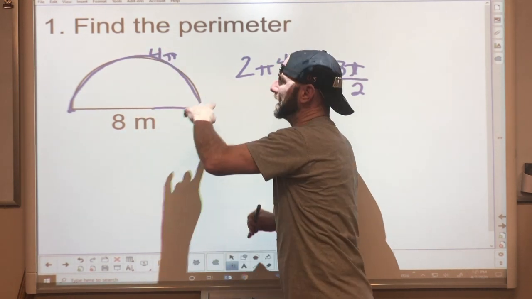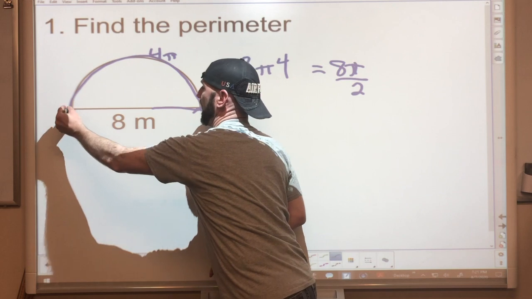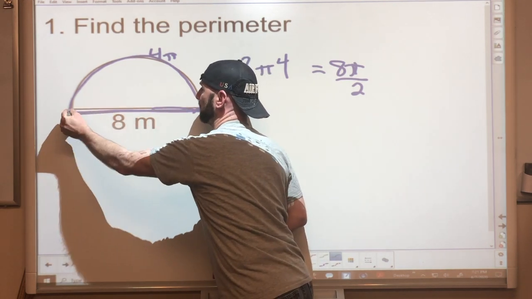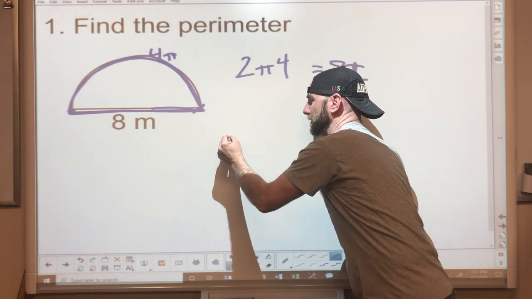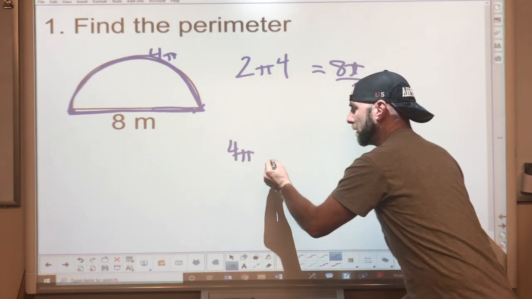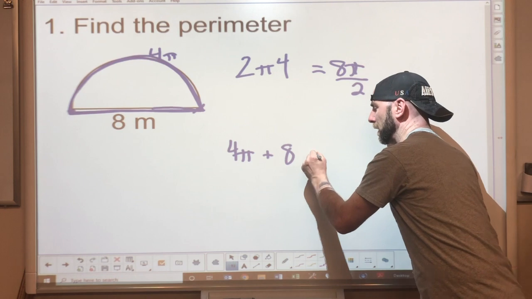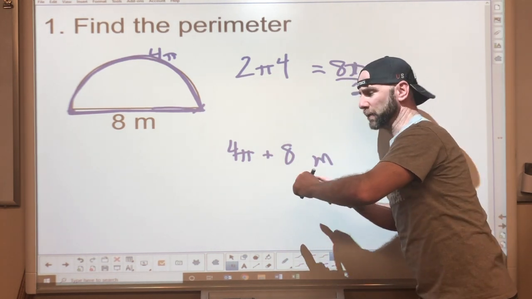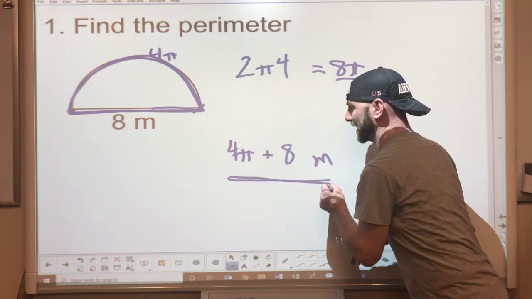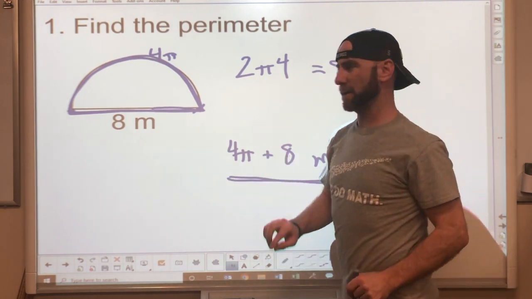And so the entire perimeter is 8 right there, 8 meters plus the 4 pi. So our final answer is 4 pi plus 8 meters. A little strange, we're not able to combine those, so that is the final answer. We're going to leave it like that. Number 2.